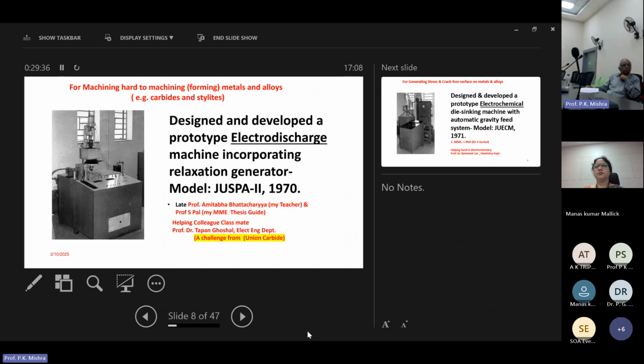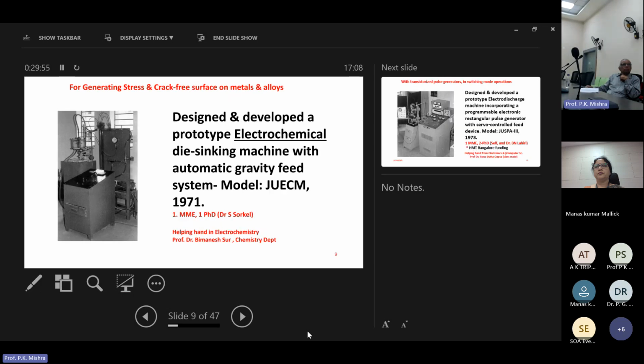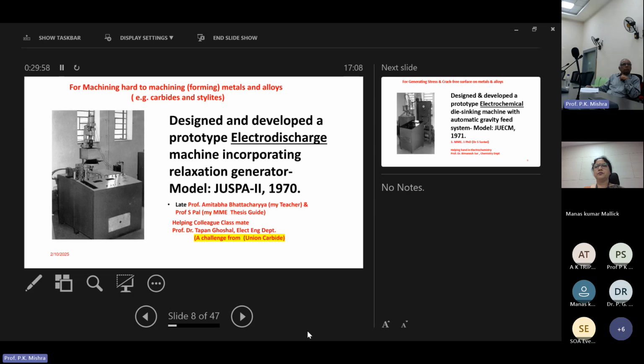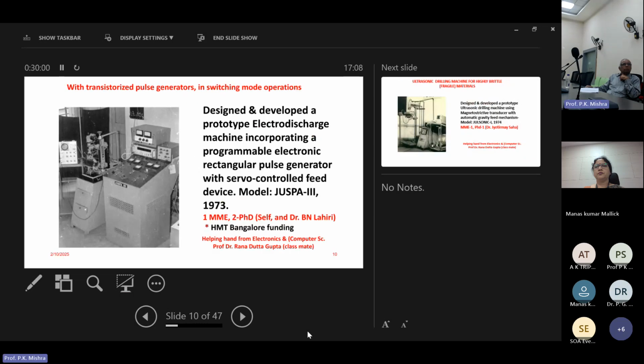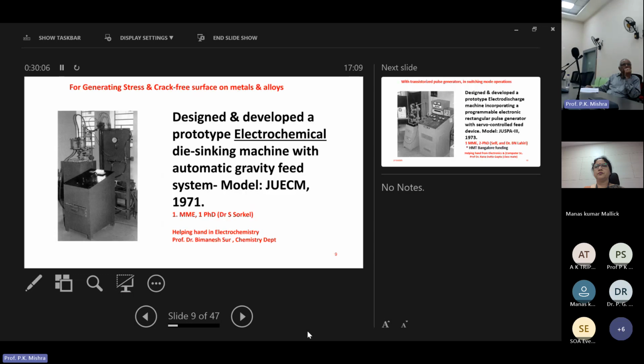And HMT started collaborating on this project. They provided near about 20 lakh or something to develop further, and with that we started developing the second machine. Year-wise, it is the third machine. Later on, I slightly changed the topic. This was the first machine I did with the collaboration of the electrical engineering department in 1971.